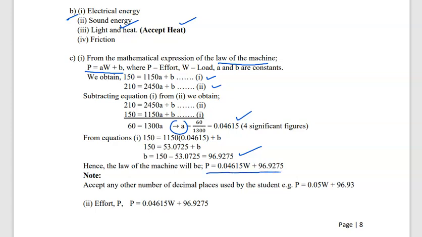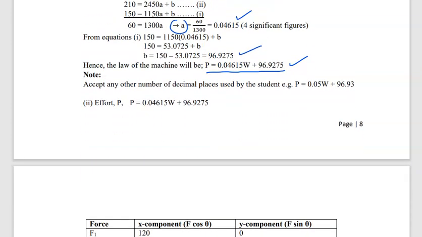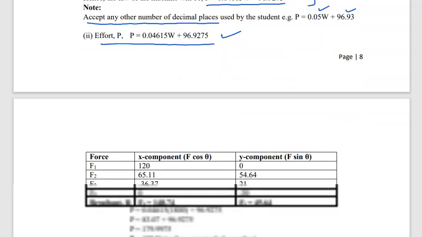Then now the new statement of the law of the machine will be stated here. At this point, we allow even 1 decimal place to 2 decimal places. That's why you see accept any other number of decimal places. So using the one I wrote up here, extended, you can have this, but a shorter one is allowed.